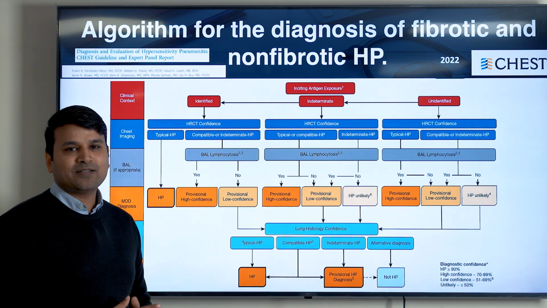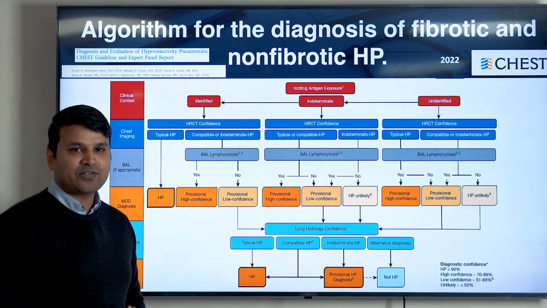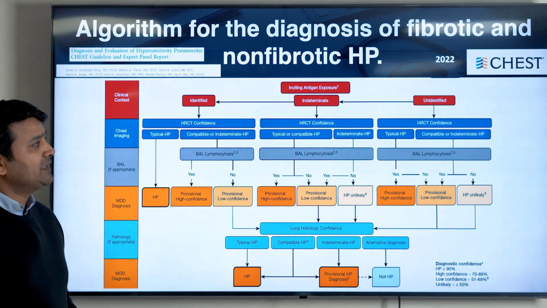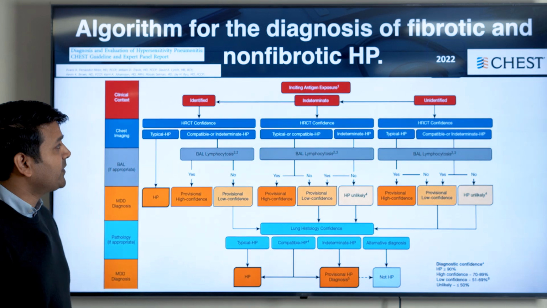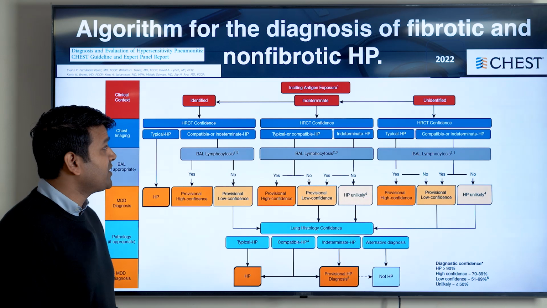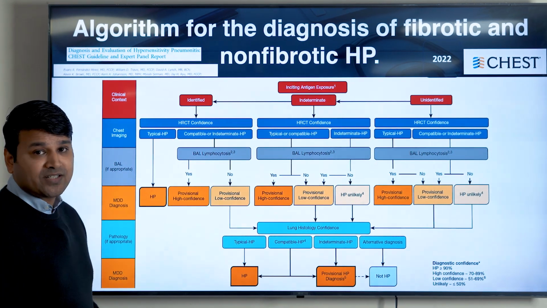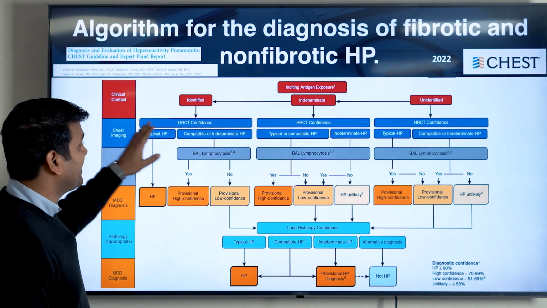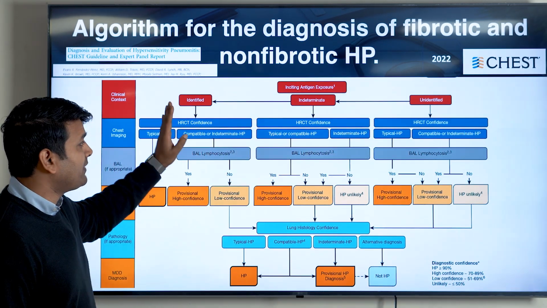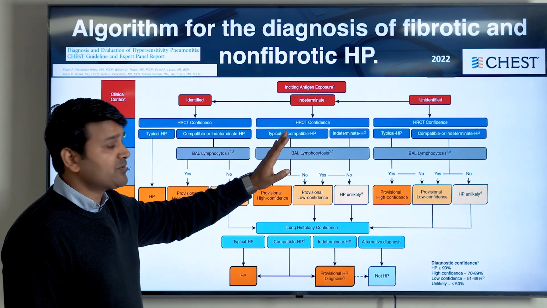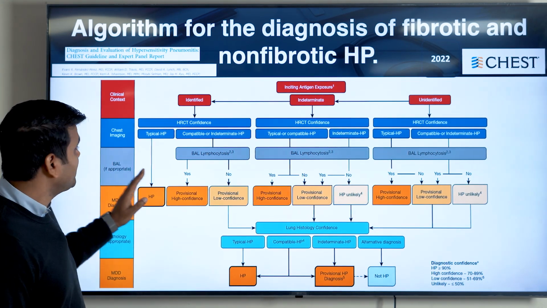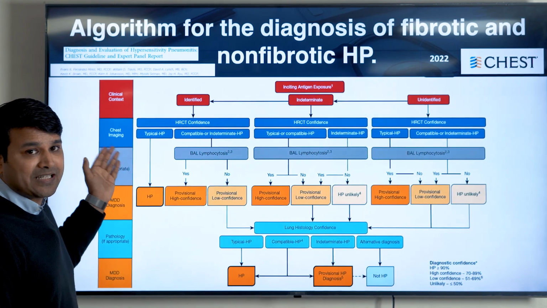So now let's discuss the algorithm for the diagnosis of hypersensitivity pneumonitis. This was taken from the article that was published in Chest in 2022. So according to this, we have to take the history from the patient, the history about the antigen exposure. So now in the clinical context, we have taken the history about the antigen exposure. The exposure may be identified, indeterminate, or unidentified. In all scenarios, we should go for chest imaging.